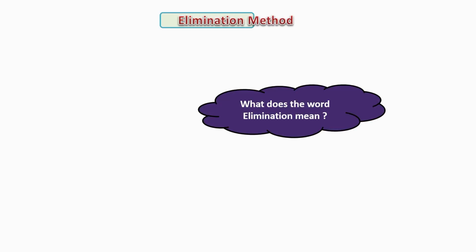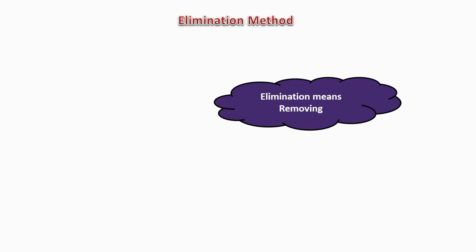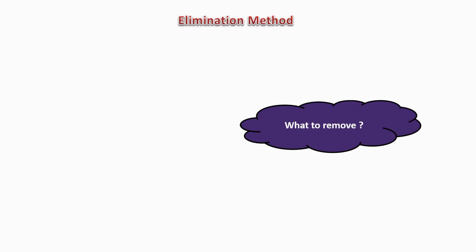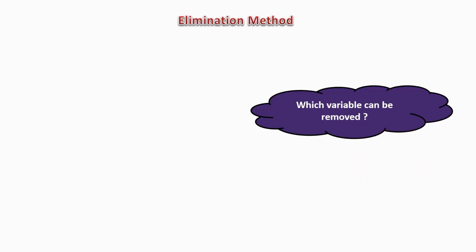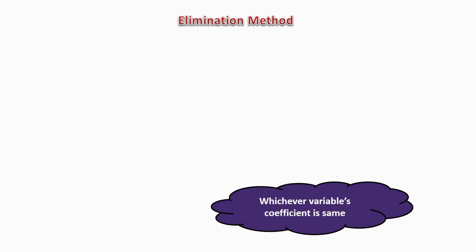Now let us understand the elimination method in a simple way. First, what does the word elimination mean? Elimination means removing. Now the question is, what do we remove? We remove any one variable. For example, we can either remove x or remove y. Next, which variable should we remove? We choose the variable whose coefficients are the same or can be made the same easily.